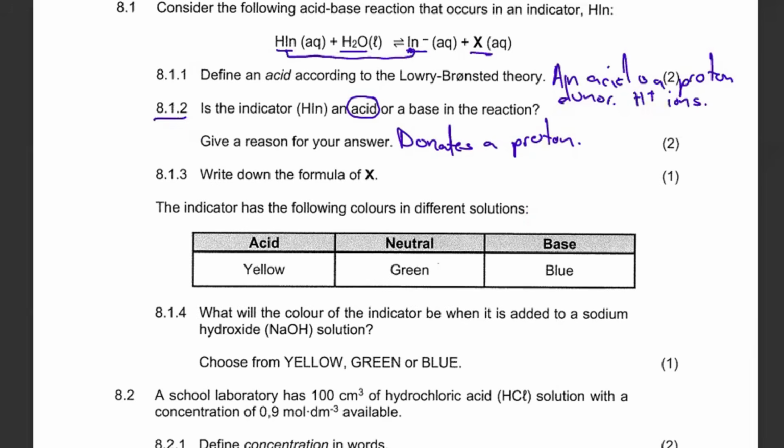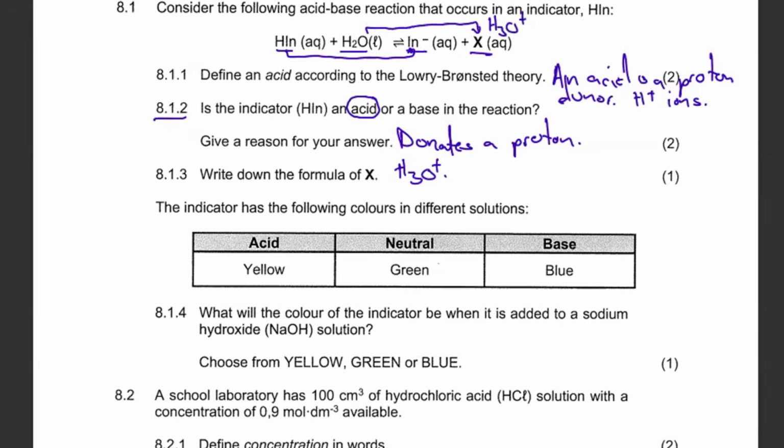Write down the formula of X. The formula of X is going to be a hydronium ion, which is your H3O plus. It's the hydronium ion. So it's the same as this and that, and this one is going to be H3O plus.